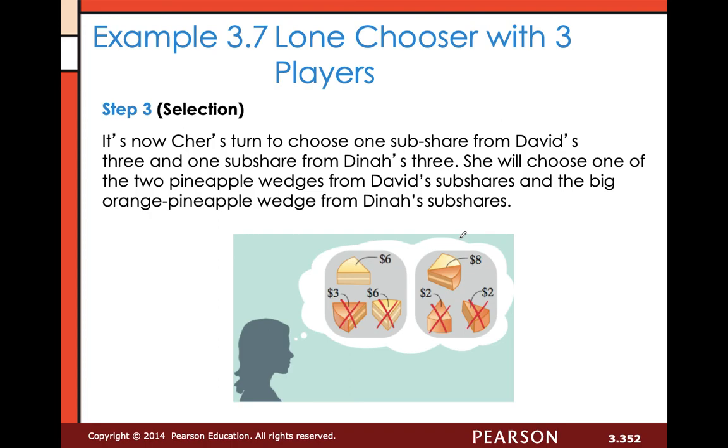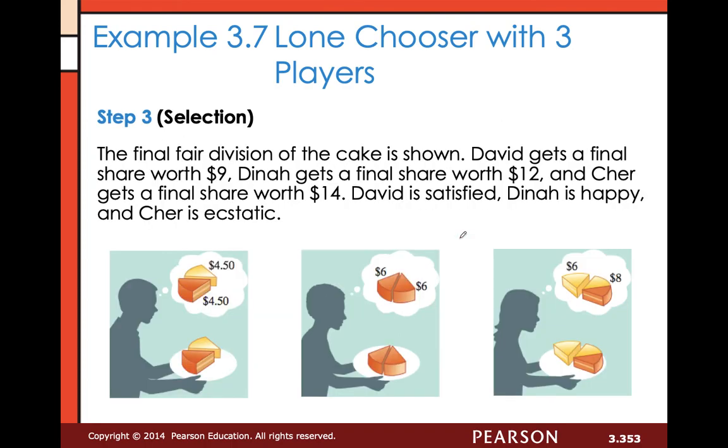So notice that in the end, what they're going to end up with is that David gets a final share worth $9. He got kind of half and half, which is exactly what he would have wanted, a fair share. Dinah gets a fair share worth $12, and Cher gets a final share worth $14. David's satisfied, Dinah's pretty happy, Cher should be pretty ecstatic.